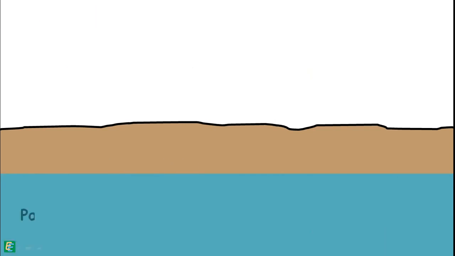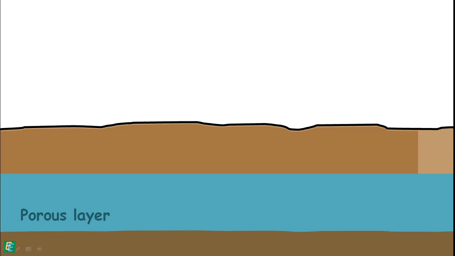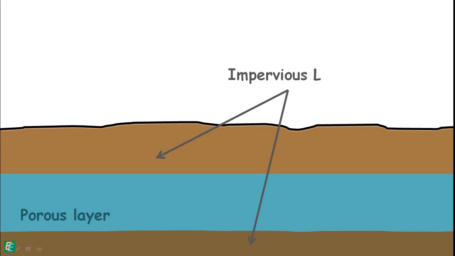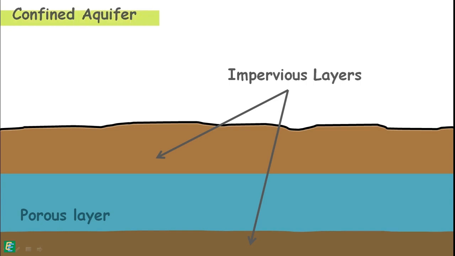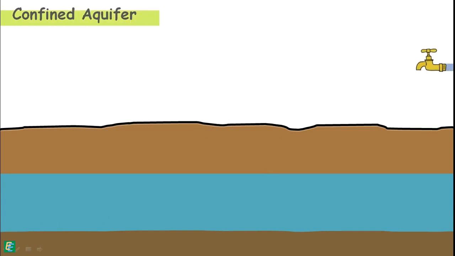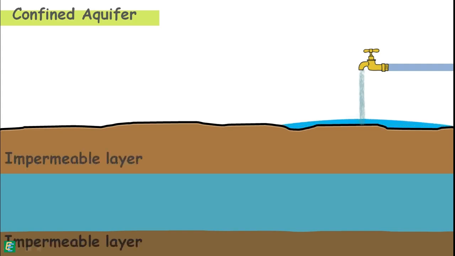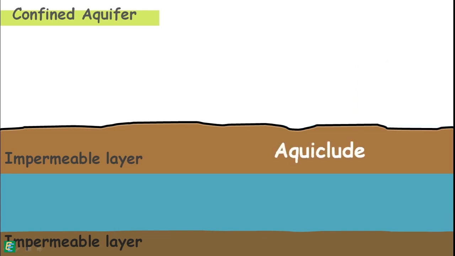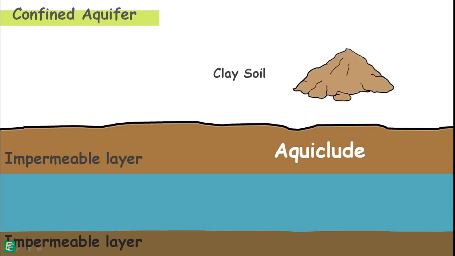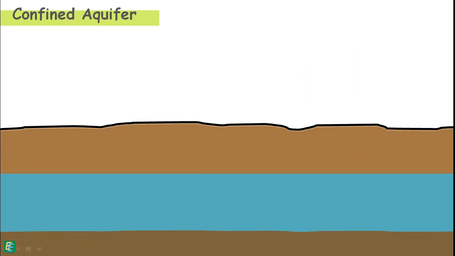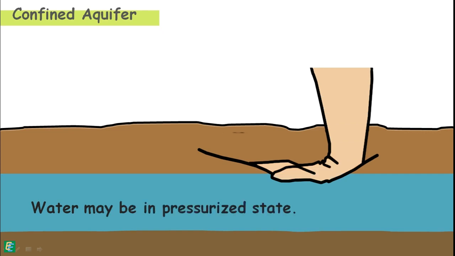But sometimes this porous water holding layer is confined or sandwiched between two impervious layers of soil, and the aquifer is bounded at the top and bottom by relatively impermeable strata. These kinds of aquifers are called confined aquifers. In such aquifers, water cannot enter or leave by vertical flow because of these impermeable soil layers. These impervious layers of soil are called aquicludes, and these are often made up of clay soils. Under such conditions, water may also be present in a pressurized state.